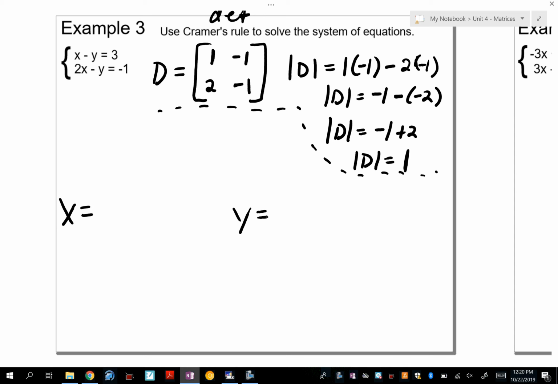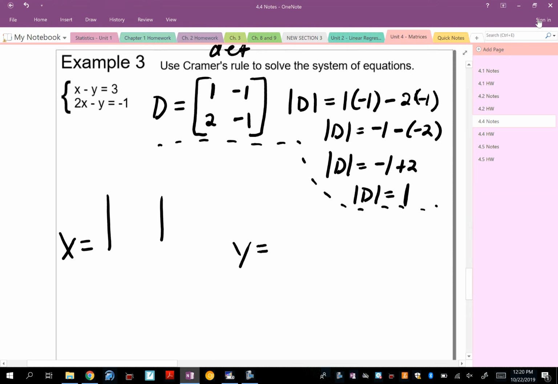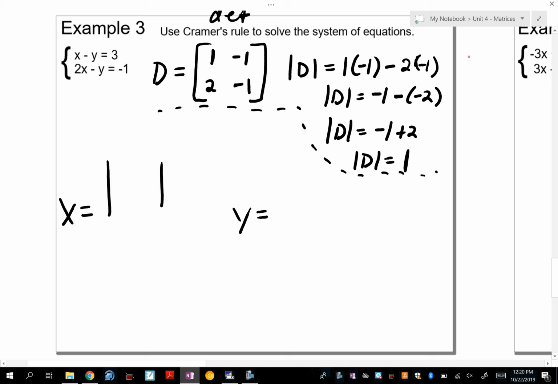Now, the way you're going to do this is you're going to take this coefficient matrix and you're going to basically copy and paste it where it says x and y, but with one change. Okay? What numbers came from x? What numbers in this matrix came from x? The first column. You see 1 and 2 came from x. So I'm going to replace 1 and 2 with my constants. And what are my constants? 3 and -1.